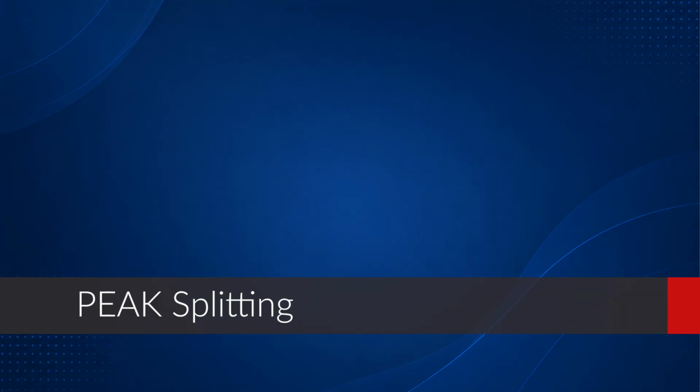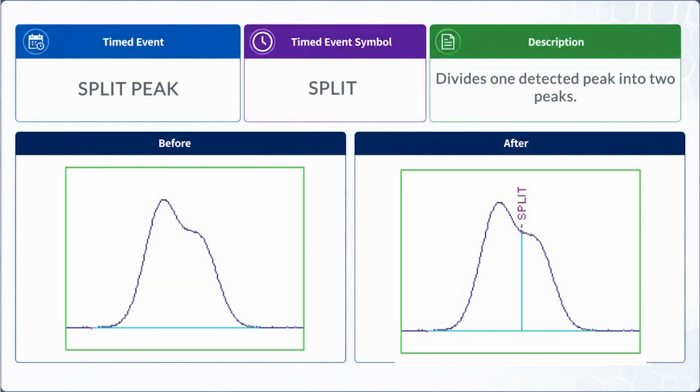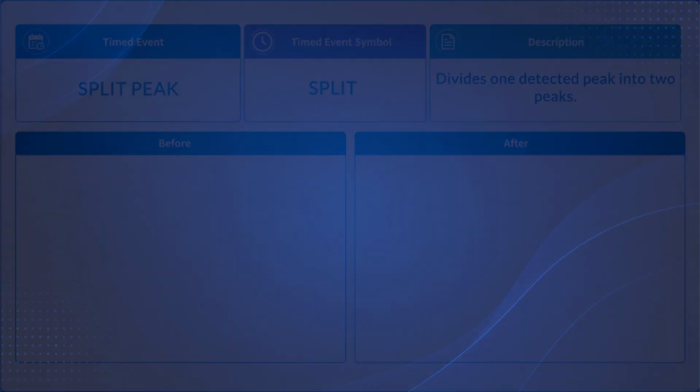Peak splitting. Split splits a peak. This is a single event placed at the point where the split should occur. It is useful where Chromperfect detects a peak as one combined peak, but the user needs it treated as two separate peaks. Split is one of the events most directly related to peak boundaries and tick marks, because it tells Chromperfect where a peak should be divided.